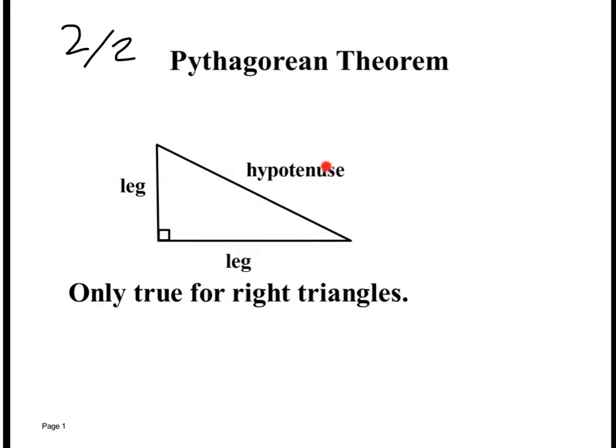And then the hypotenuse. We know it's the hypotenuse because it's the longest side. It will always be the longest side. It's also opposite the right angle. It does not touch the right angle. Make sure you know those. It's important. To use Pythagorean Theorem correctly, you have to know what the legs are and what the hypotenuse is.